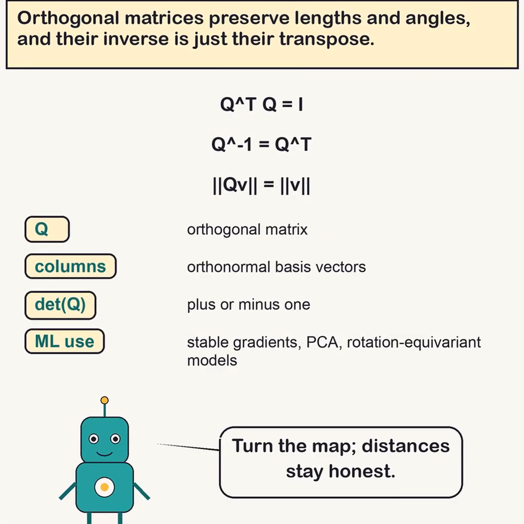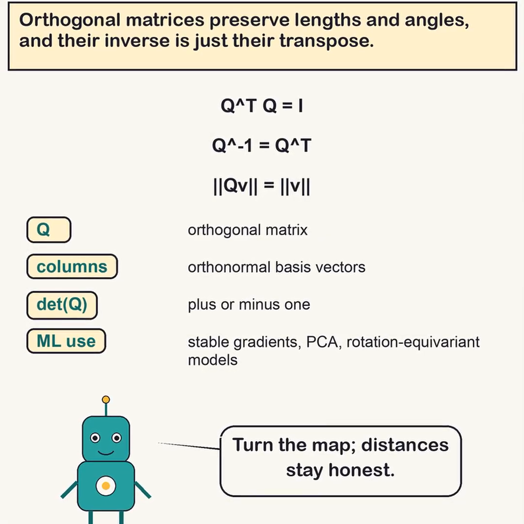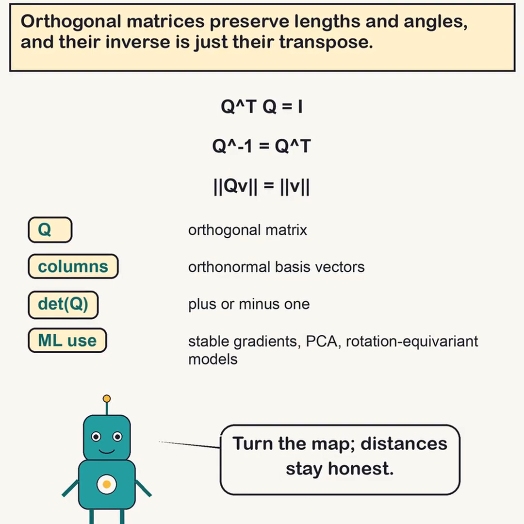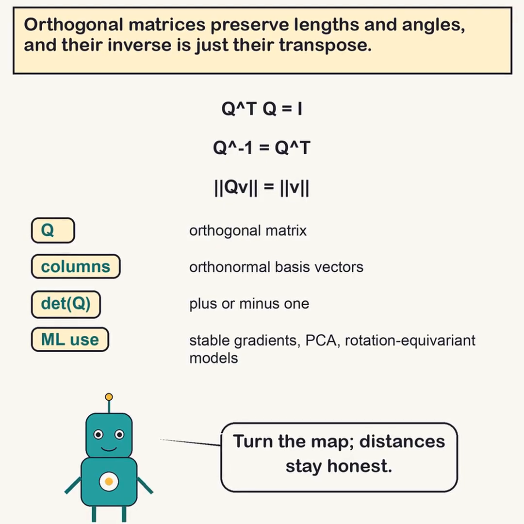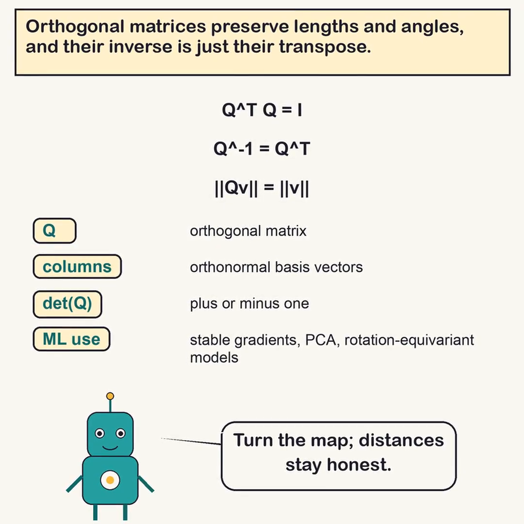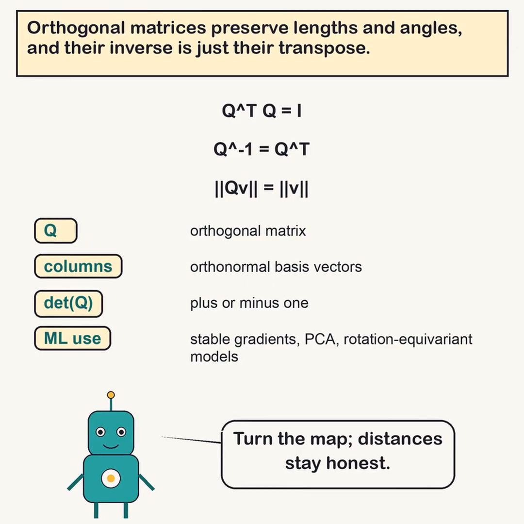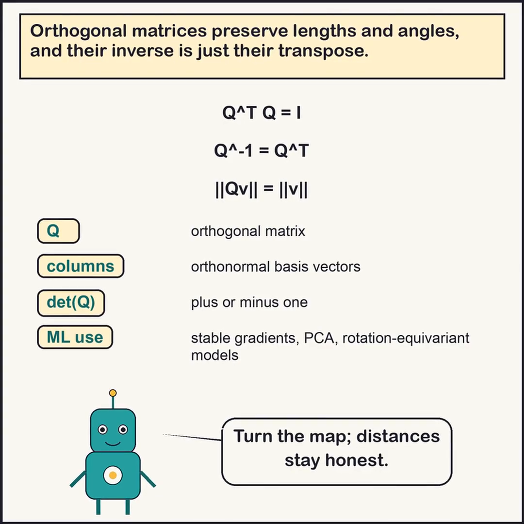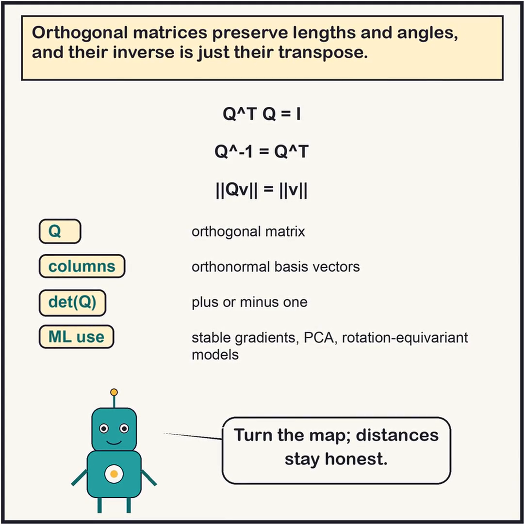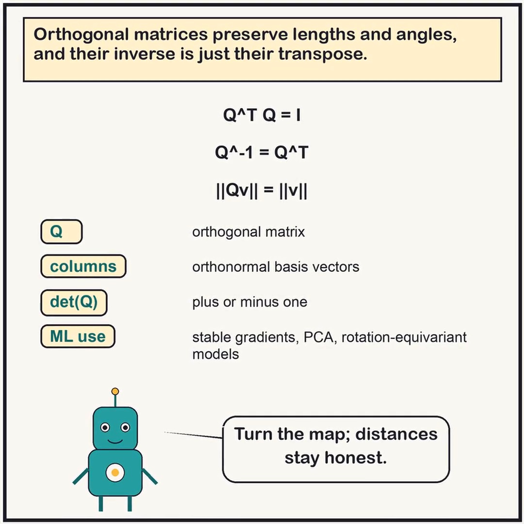Orthogonal matrices preserve lengths and angles. Their inverse is just the transpose, which makes PCA, SVD, rotations, and gradient preserving initialization computationally convenient. Real-world analogy. An orthogonal matrix is like rotating a rigid ruler. Distances and angles stay unchanged, and reversing the turn gets you back.